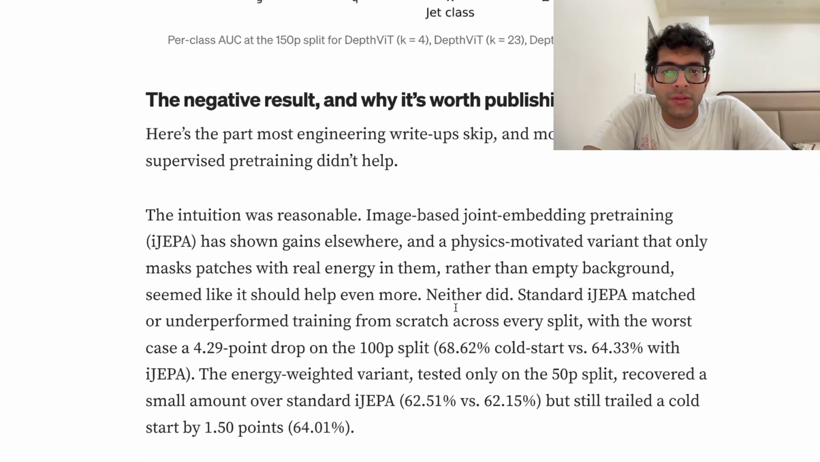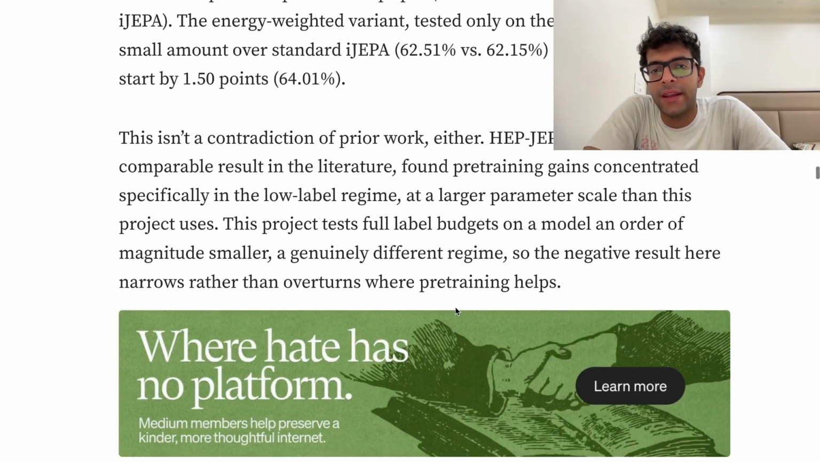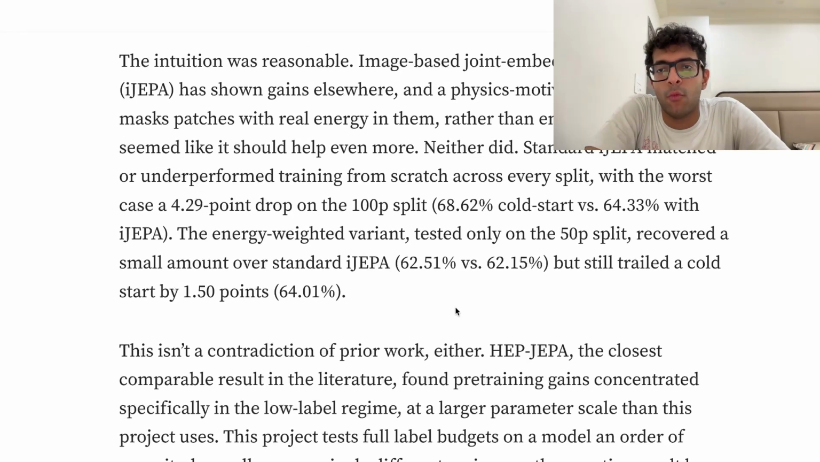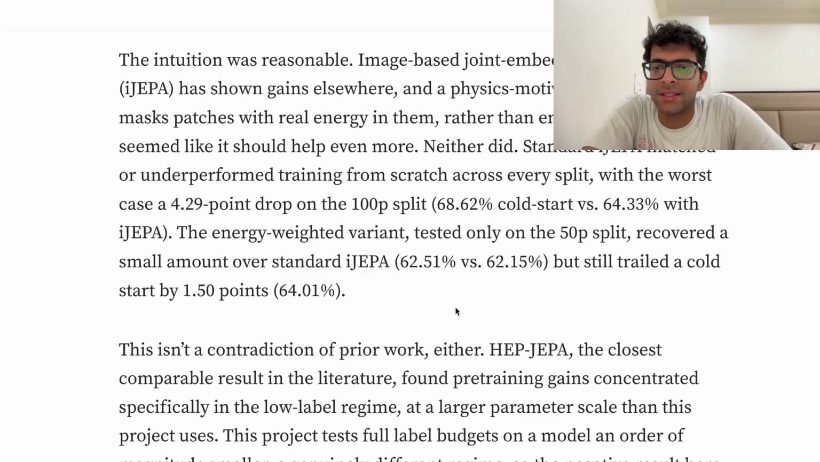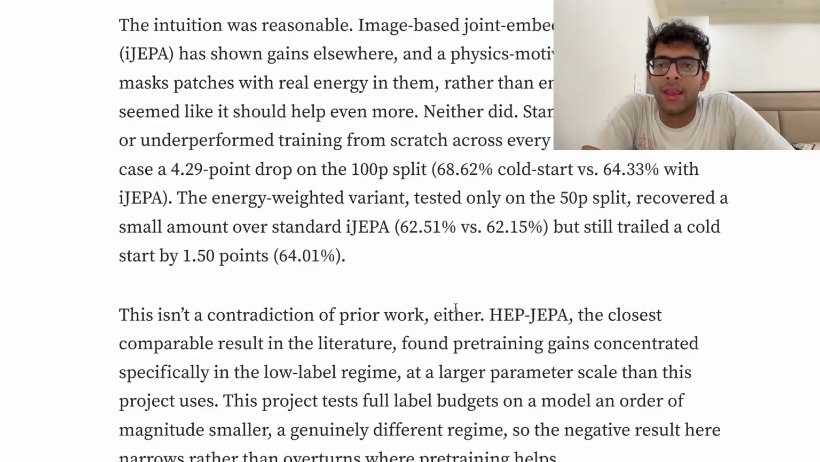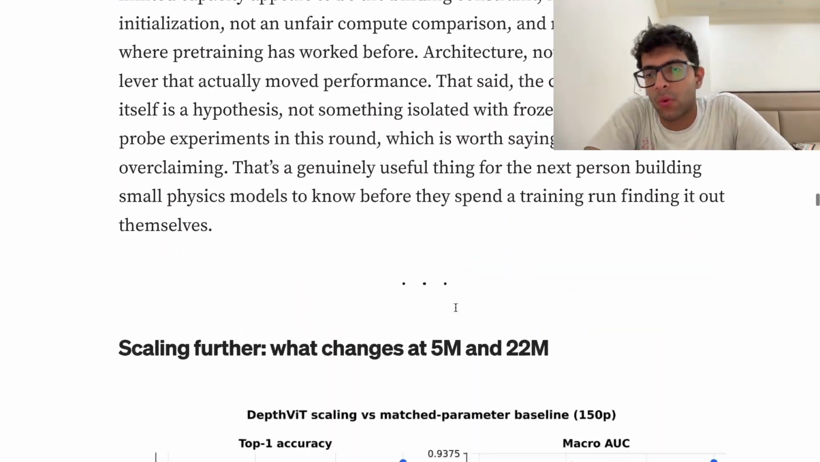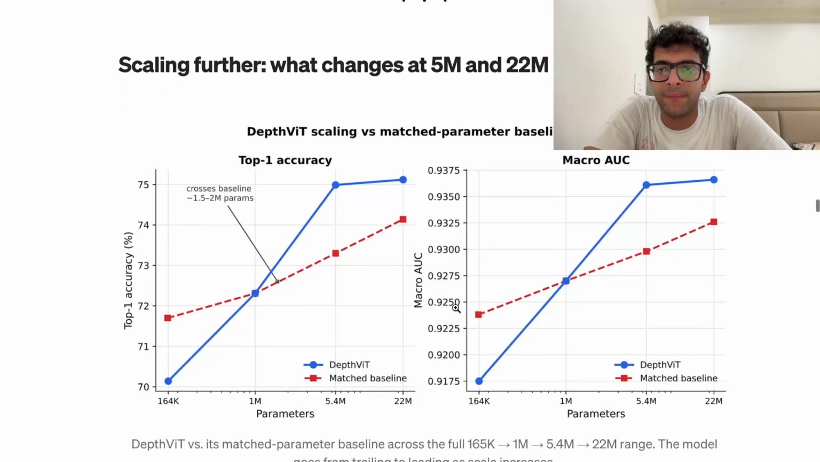Now I also tried iJEPA and energy weighted JEPA, and that led to, I would say, worse results. The simple reason being that JEPA works best if you have unlabeled data, but in this case and at this scale, JEPA did not help much. So that was a negative result worth sharing.